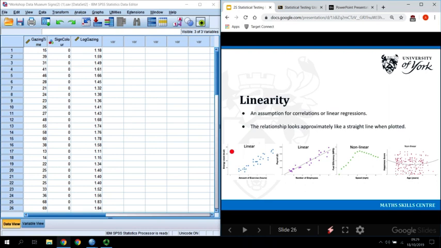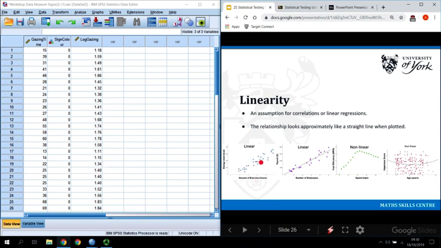I did say that I was going to teach you how to test for another common assumption, and that's for linearity. So this is an assumption which is common for correlations or for linear regressions. And all it is, you plot your data and you're looking to see whether it looks roughly like a straight line. And what you don't want is there to be something else going on, so a different shape of line, a curve basically. So here we've got some examples from 4 different studies.